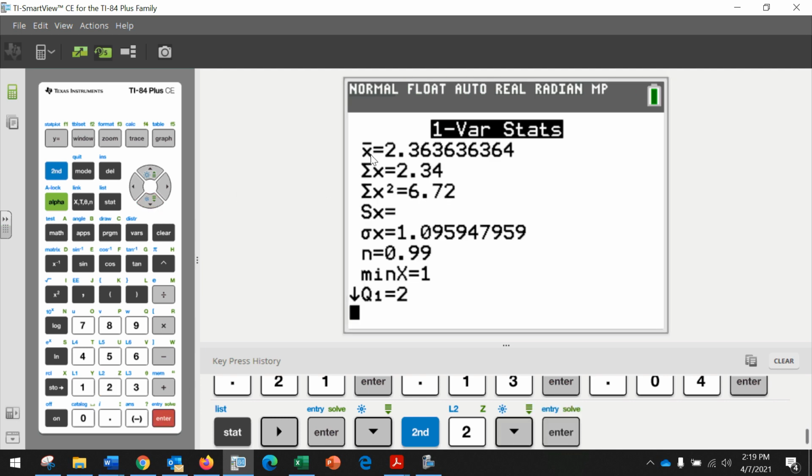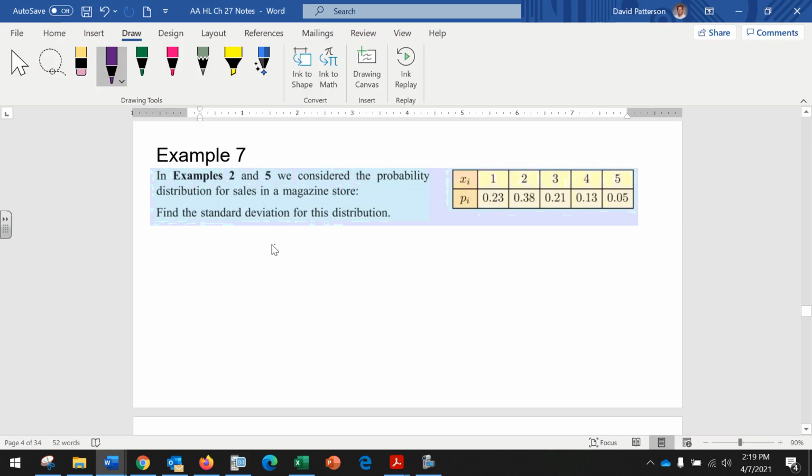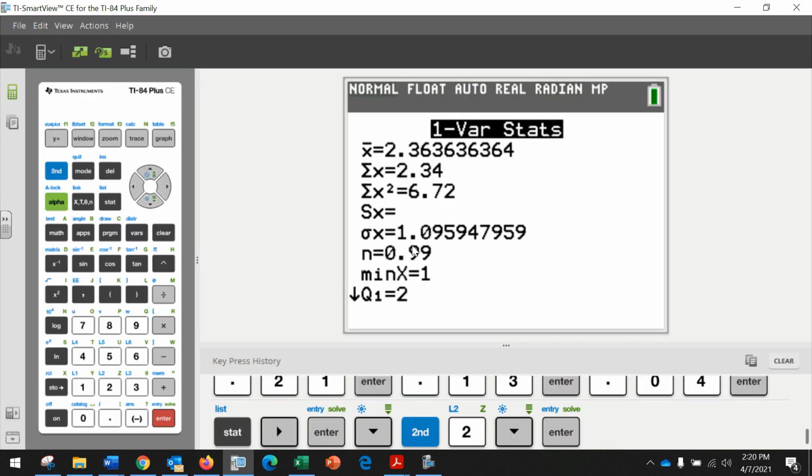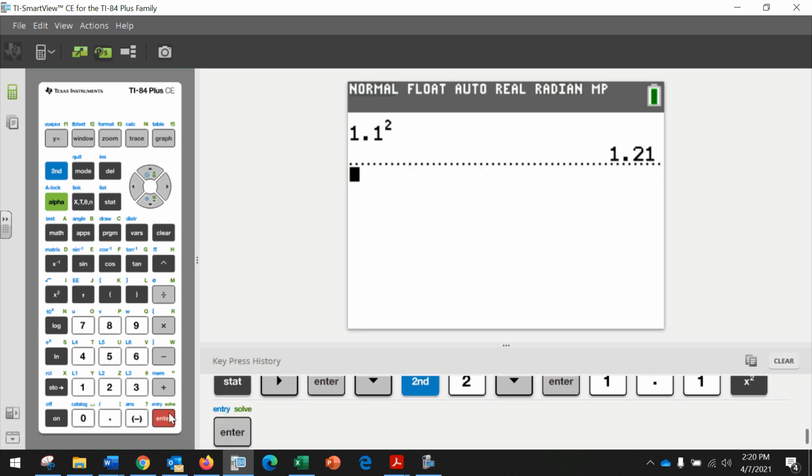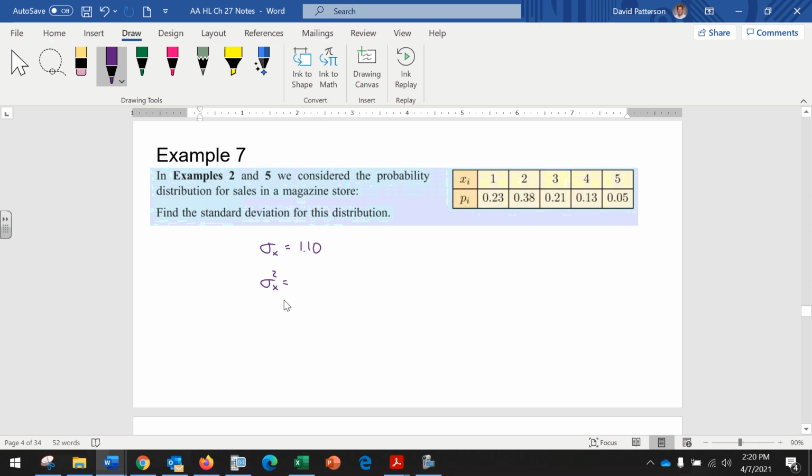This x bar is the same thing as the mean. So the expected number of magazines sold that we talked about a couple minutes ago is 2.36. Down here is my standard deviation, 1.09, or actually 1.10 if I round to 3 sig figs. So the standard deviation of x is 1.10. They don't ask for it here, but if they did ask for the variance, all I have to do is square that value. 1.1 squared, I'm losing a little bit of accuracy, but you'll forgive me on that, and I get a variance of 1.21. And these are magazines that we're measuring.